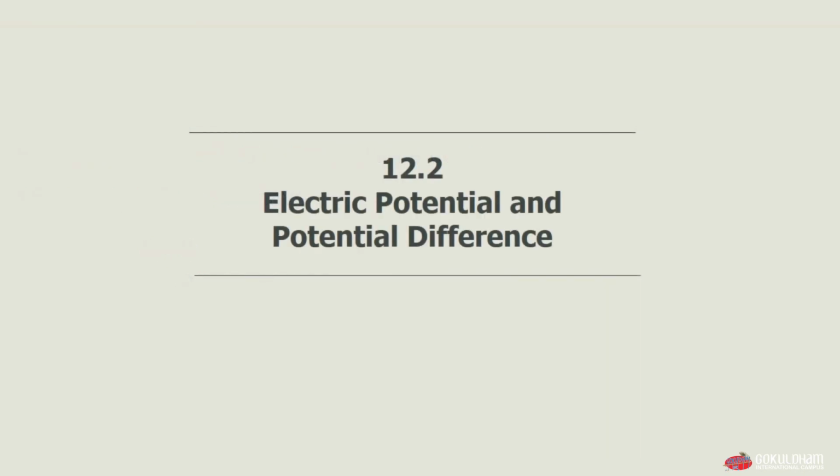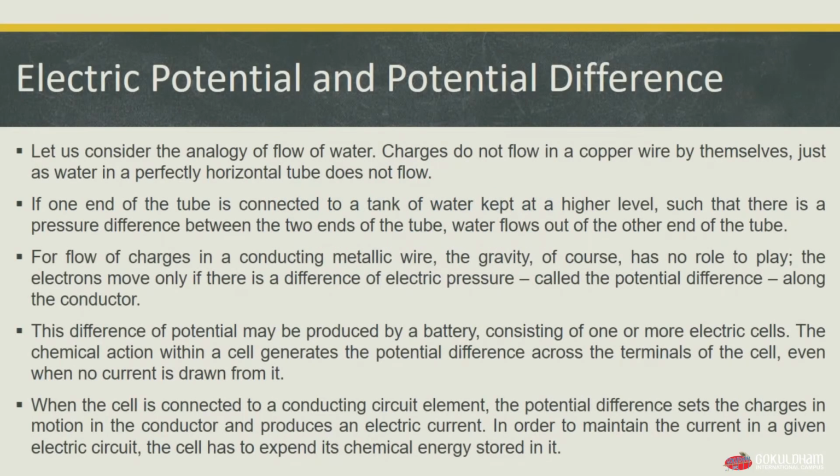Now we will move to our next topic, which is 12.2, electric potential and potential difference. First, there is a question: what makes the electric charges flow? In order to understand this, let us consider an analogy of flowing water. We know that charges do not flow in a copper wire by themselves, just like water cannot flow perfectly in a horizontal or flat tube. If one end of the tube is connected to a water tank kept at a higher level, such that there is a pressure difference between the two ends of the tube, the water flows out of the other end of the tube.